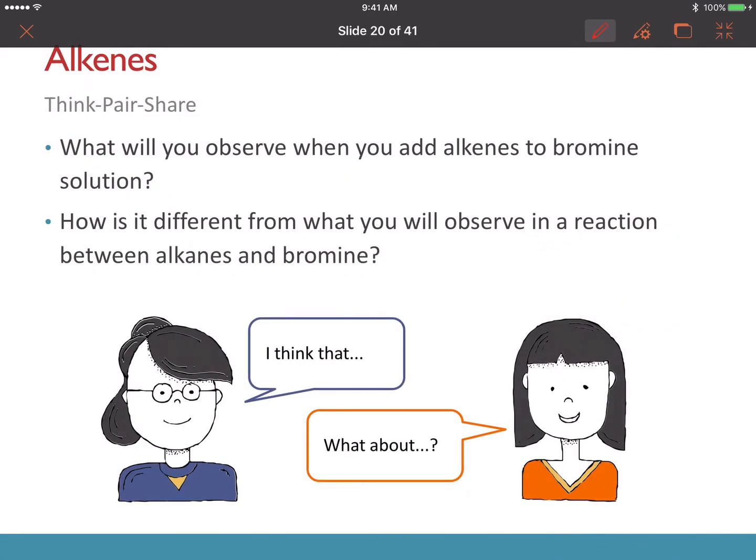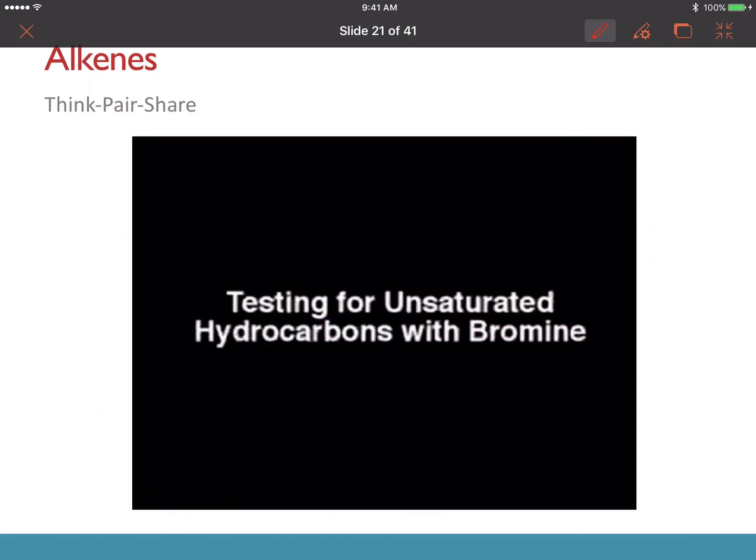Now think, what do you think you'll observe when you add alkenes to a bromine solution? How do you think that's different from what you observe in a reaction between alkanes and bromine? Think back to the reactions that you see for alkanes. What are the reactions for alkanes and how can it involve bromine? What are the conditions necessary and how is it different from the alkenes? Okay, so here's a video to show you what is the difference when we add bromine to hydrocarbons.